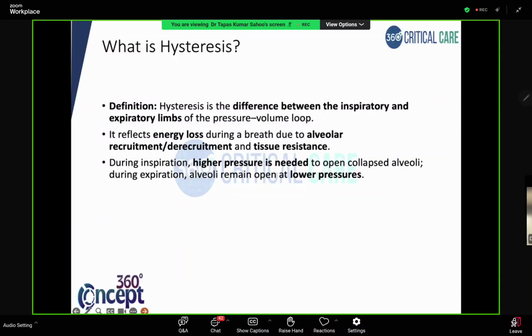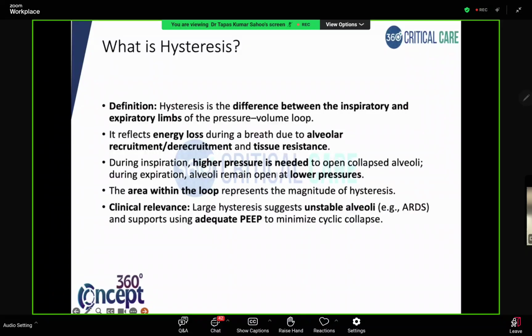During inspiration, higher pressure is needed to open the collapsed alveoli. During expiration, alveoli remain open at the lower pressure so that you don't need to again and again reopen them. So, that's the idea of avoiding atelectrauma. Okay, so we need some amount of PEEP so that again and again we don't need to open them, as that would be more damaging and release cytokines. So the area within this loop represents the magnitude of the hysteresis.